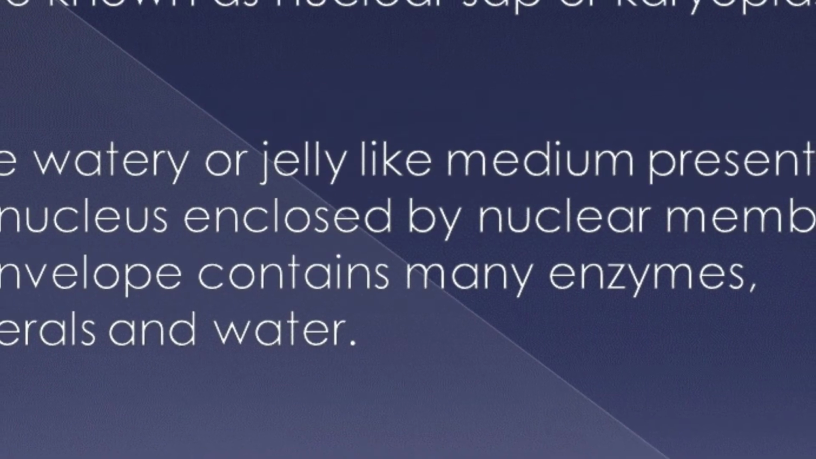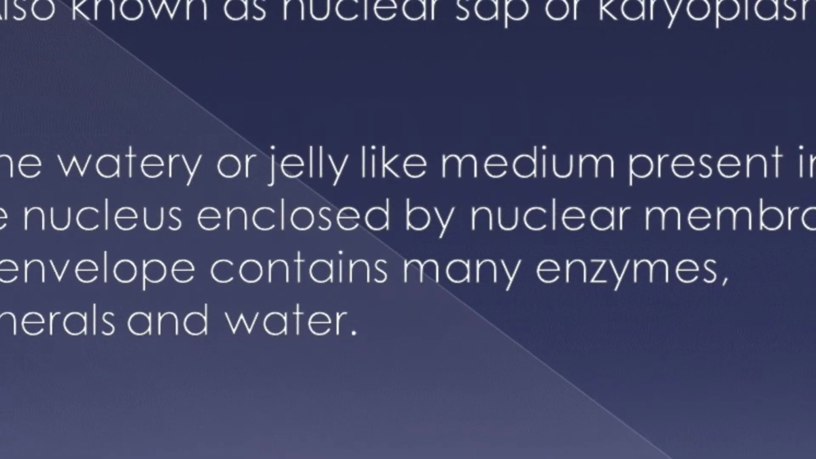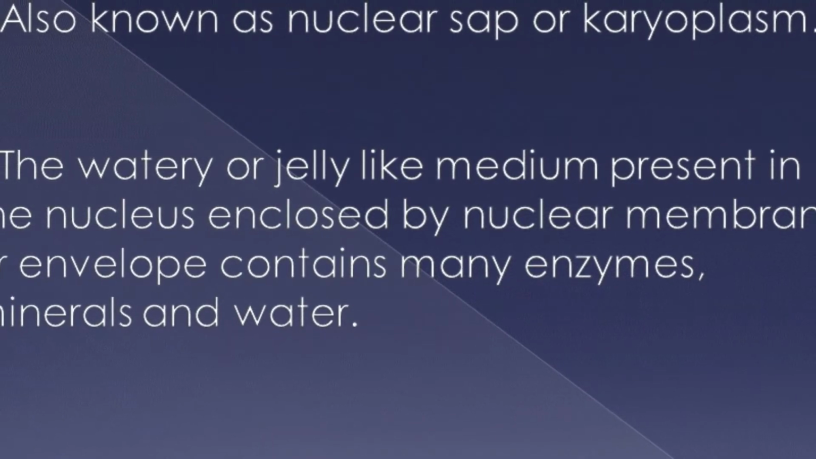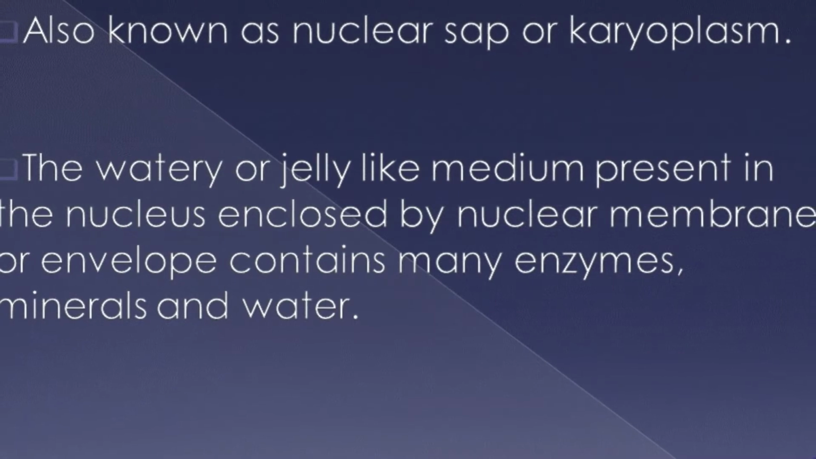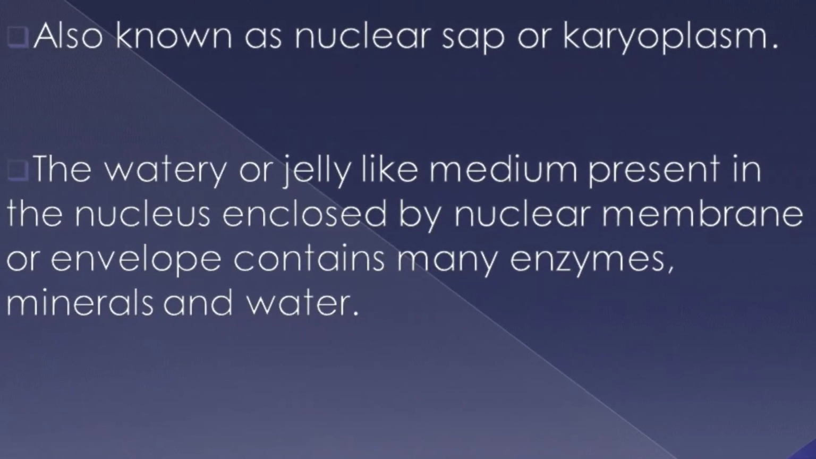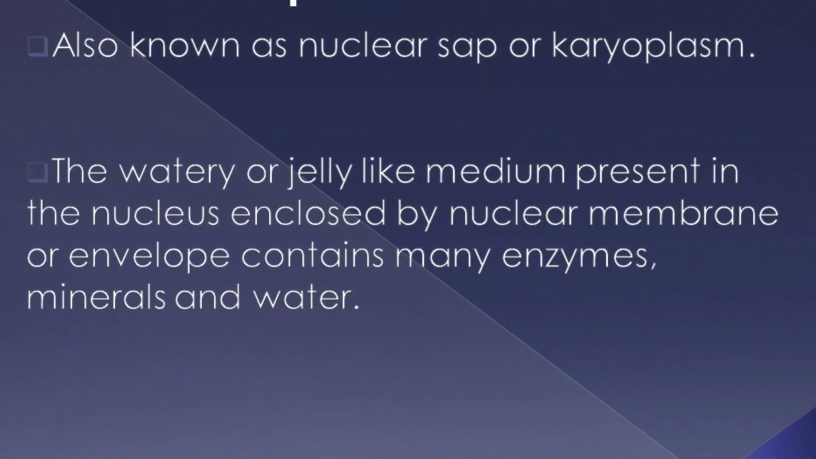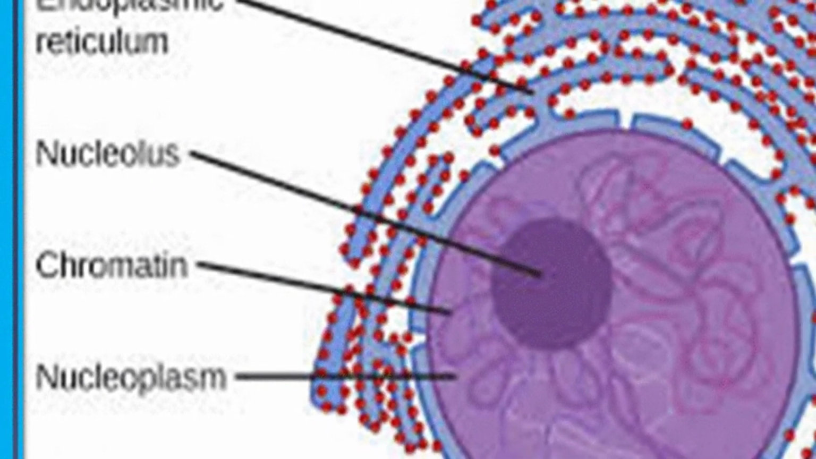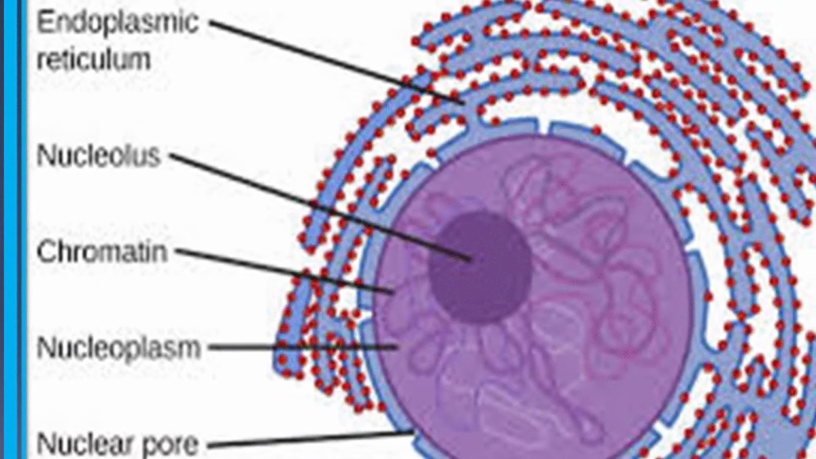Now the nucleoplasm, also known as the nuclear sap or karyoplasm, is the watery or jelly-like medium present in the nucleus, enclosed by the nuclear membrane or envelope, and it contains all the enzymes, minerals, DNA, RNA, and water. So nucleoplasm is a jelly-like material present in the nucleus. The nucleoplasm is labeled here, the inner jelly-like part in which all the things of the nucleus are suspended.